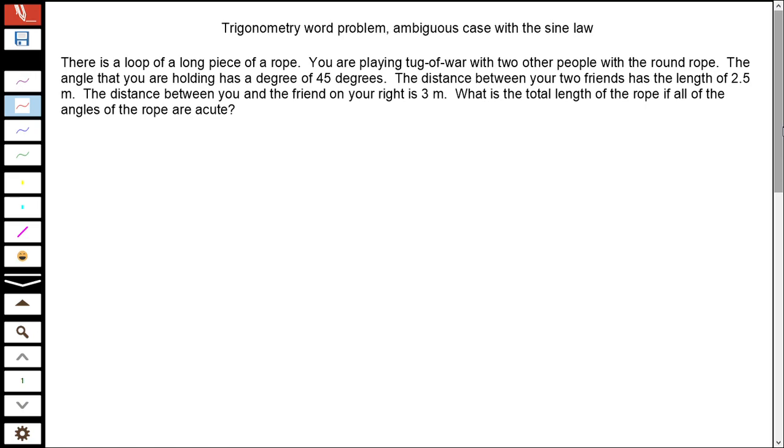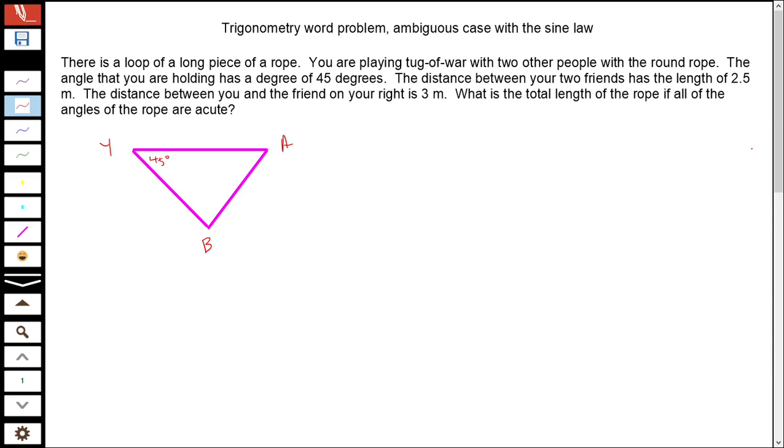So first, let's draw a scenario of what's going on. We're going to have a tug of war between 3 people, so we're going to form a triangle. Let's draw a triangle, and let's say you are here. I'll put Y for you. Friend number 1, we'll call that A. Friend number 2, we'll call that B. The angle that you're holding has a degree of 45 degrees, so let's put 45 degrees. After you form the triangle, this angle is going to be 45.